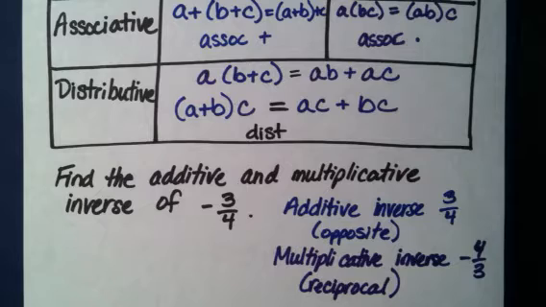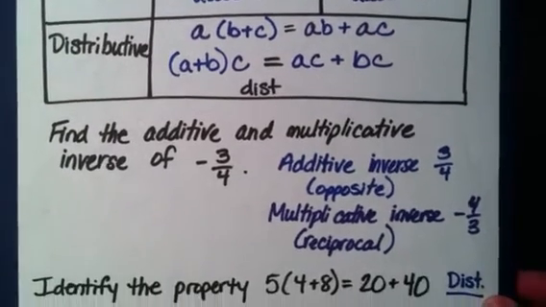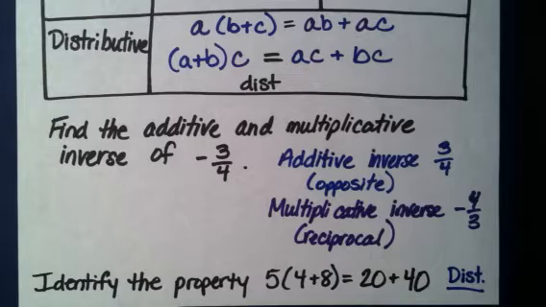If you were asked to find the multiplicative inverse as well as the additive inverse of -3/4, your additive inverse or opposite would be 3/4. Your multiplicative inverse or reciprocal would be -4/3. If you were given an equation and asked to identify the property, and the equation was 5(4 + 8) = 20 + 40, this would be the distributive property.